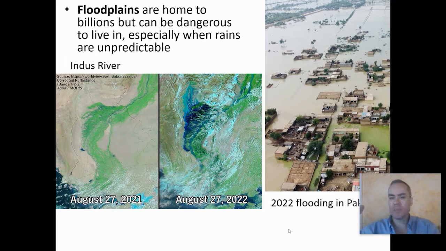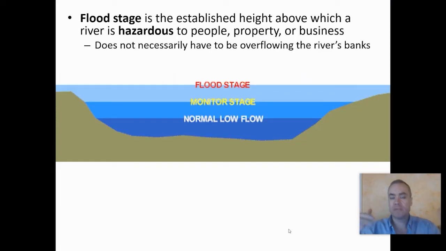And so thousands of people lost their property, lost their homes, and had to migrate. The flood stage is the established height where a river is deemed to be hazardous to people, property, and businesses. What that flood stage is something that the hydrologists have to decide on. What do they consider to be a hazardous height of the river?